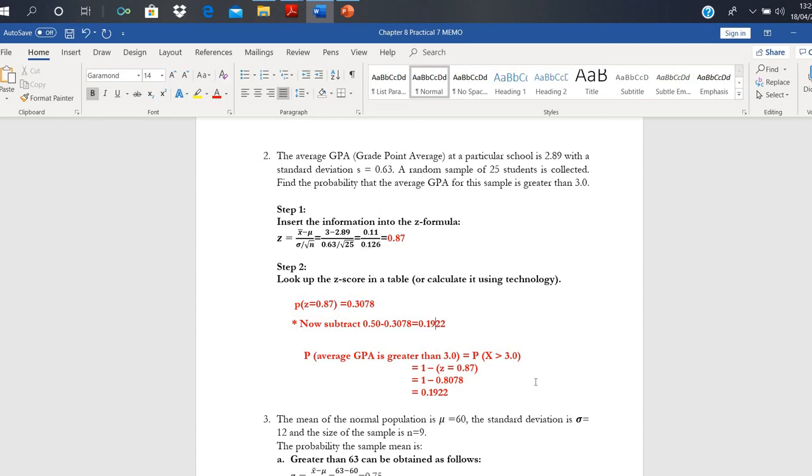Okay, so that is how you resolve this question. If you are asked to find the probability of a sample mean to be greater than a given number, that is how you can determine that probability using these two procedures.